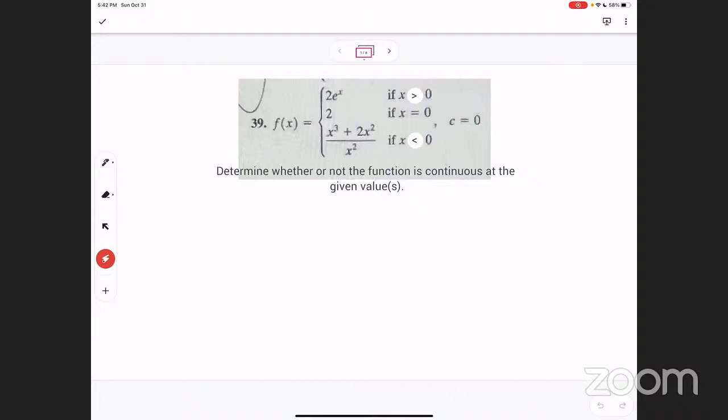All right, so the only way it would be continuous is if when I plug in this one, I get 2, and when I plug into this one, I also get 2, because 2 is the value, right? So for it to be continuous there, all of those would have to be equal to each other. So let's just plug it in here. What is 2 times e to the 0? It's 2. So that worked. Check.